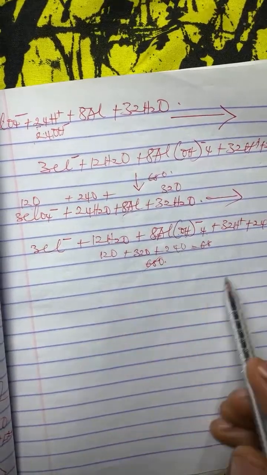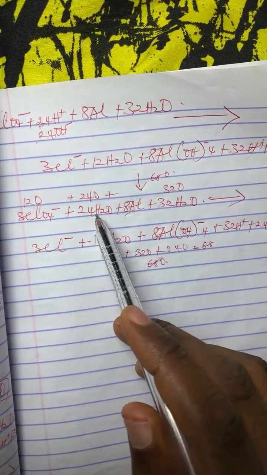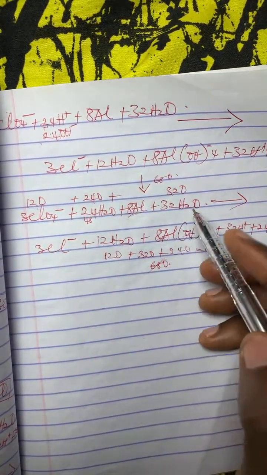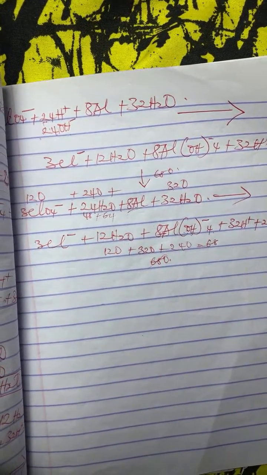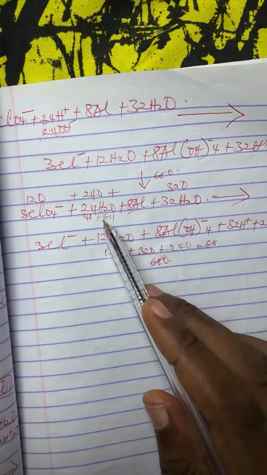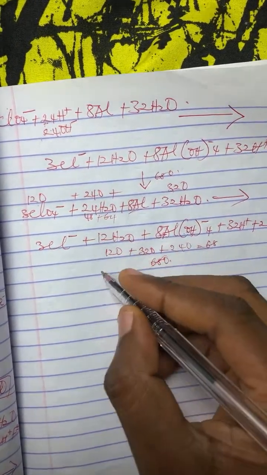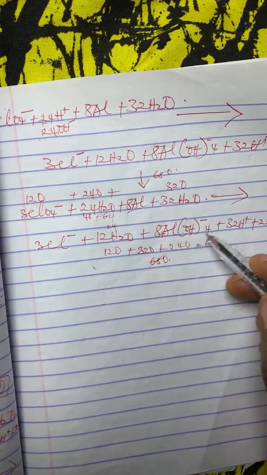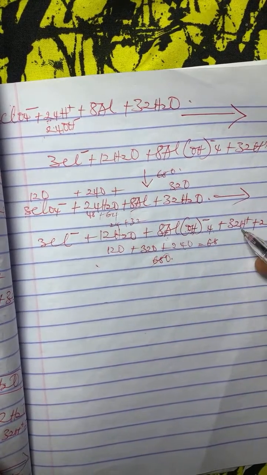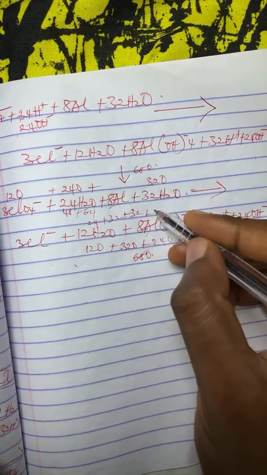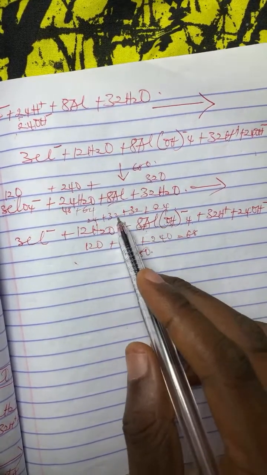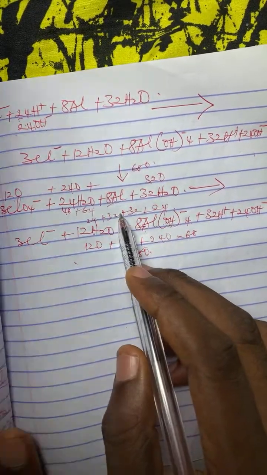Now look at the number of hydrogen. Here we have 24 times 2, which is 48. And here we have 32 times 2, 64. So 48 plus 64 is 112. On the other side, I have 24 hydrogen, plus 8 times 32 hydrogen times 2, plus 24. 24 plus 24 is 48, and 32 times 2 is 64, so 48 plus 64 is still the same thing. So the number of hydrogen are the same.